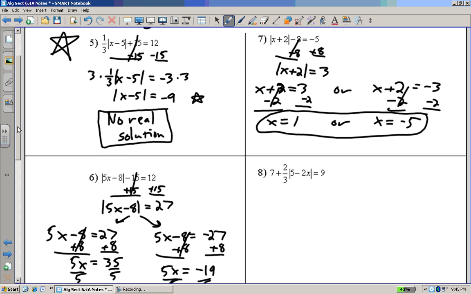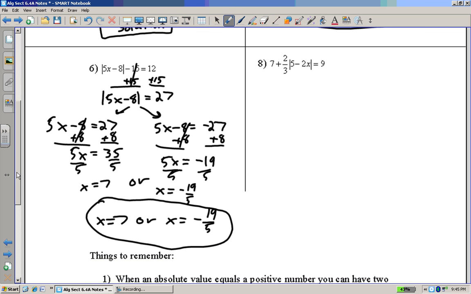Okay, and number 8. Again, I would encourage you to pause it, try it on your own, and see how you do. Okay, let's get the mirror by itself first. So we're going to subtract 7 from both sides. We have 2/3 times the absolute value of 5 minus 2x equals 2. Here I could divide by 2/3 and then keep, change, flip, or I could simply multiply by the reciprocal. The 3's will divide away to 1, 2's divide away to 1. I could write 1 times, but it's just not really necessary.